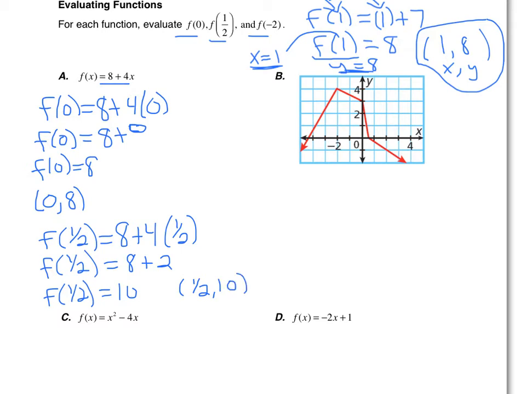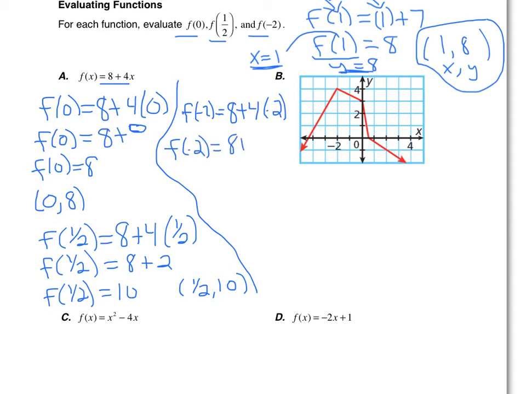And then our last, we'll just draw a line here. We have f of -2 equals 8 plus, and this is where it is very important that when you replace the x, you use parentheses. Otherwise, it looks like you're subtracting 2, and in this case, we are multiplying by 2. So we have f of -2 equals 8 plus 4 times -2, which is -8, and 8 minus 8 is 0. So in this case, our ordered pair, our input is -2 and our output is 0.